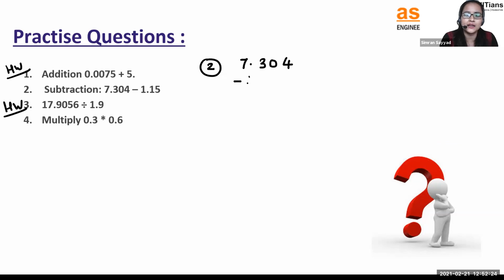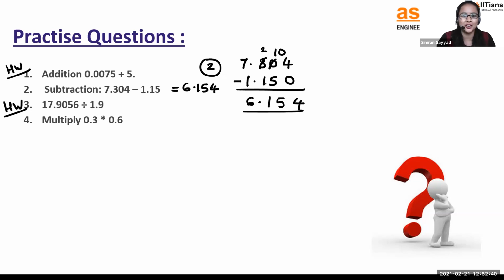7.304 minus 1.15. Padding 0. 4. This becomes 2. This becomes 10. 5. 1. 6. What's my answer, dear students? 6.154. That's it. I got the answer. Okay. What about the multiplication?